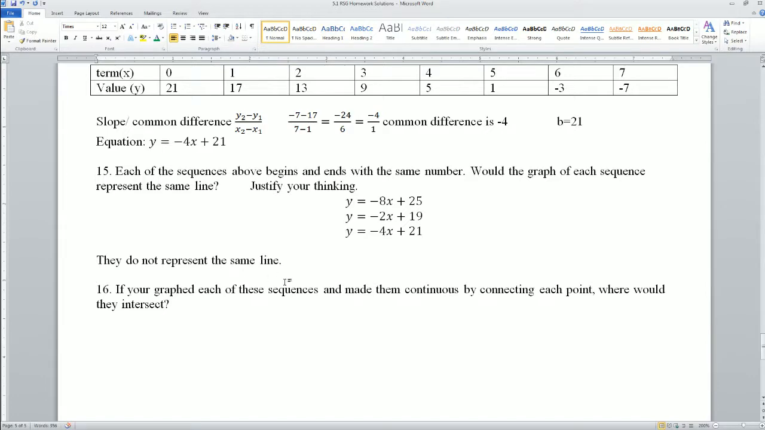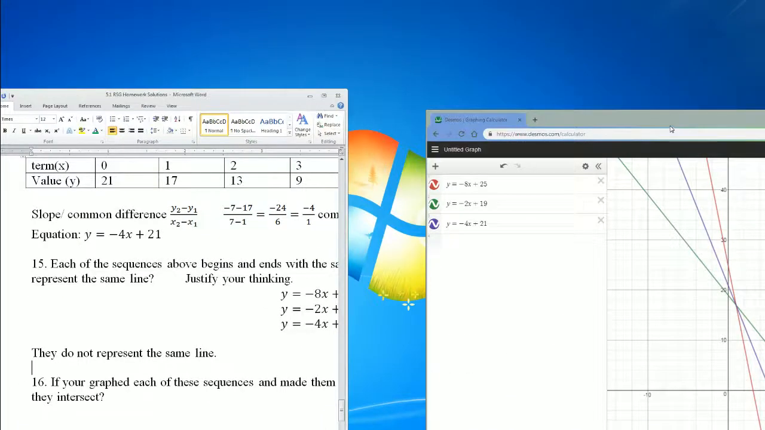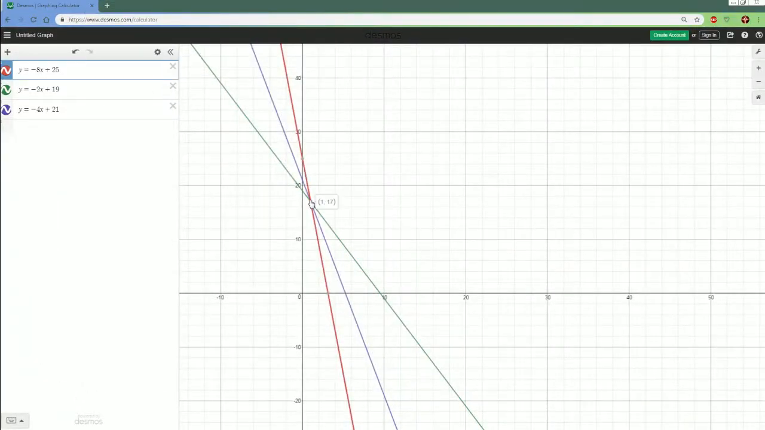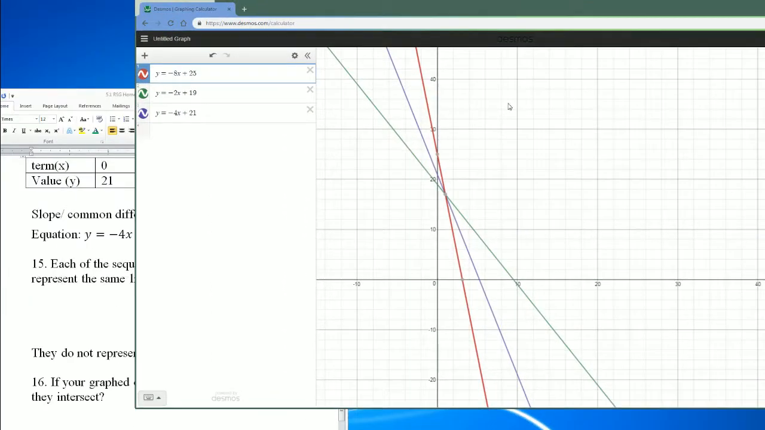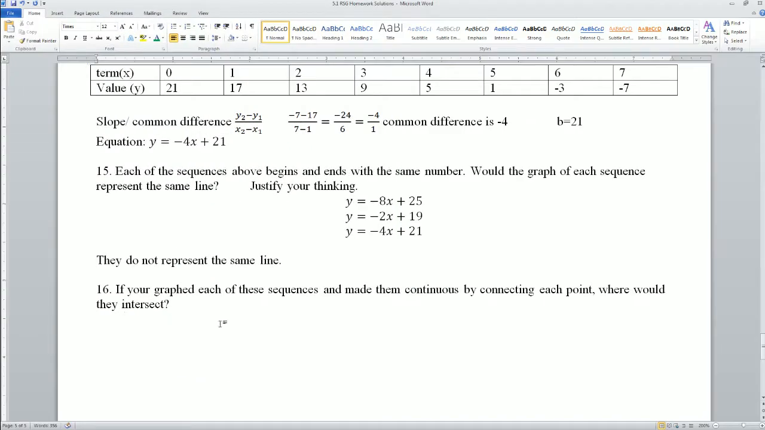If you graph each of the sequences and make them continuous by connecting the points, where would they intersect? Just look at the graph. I think they intersect right here at (1, 17). So the intersection is (1, 17). Alright, so there you go.